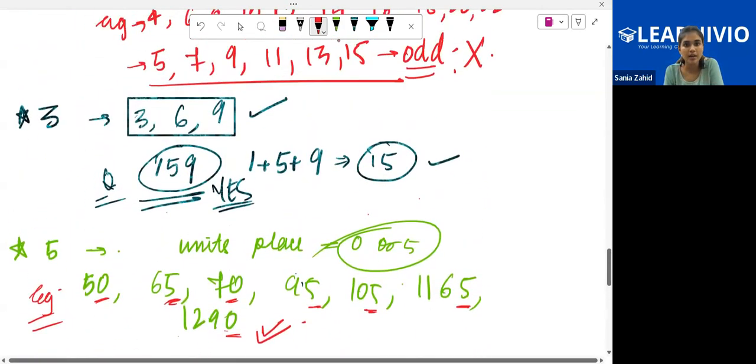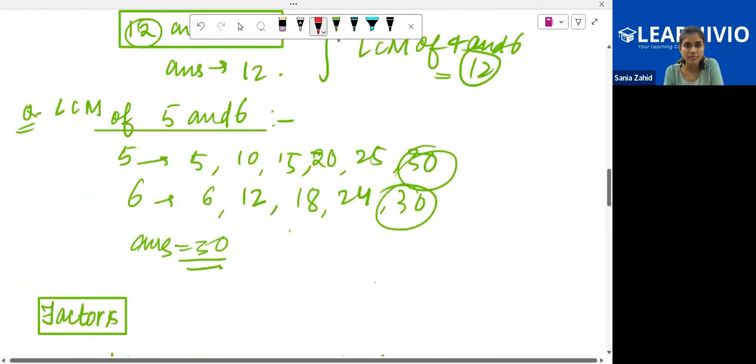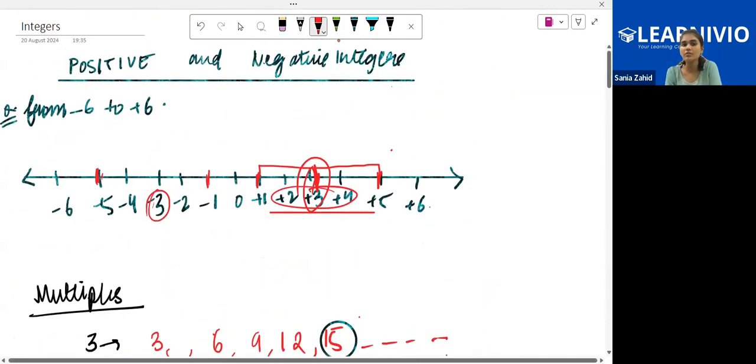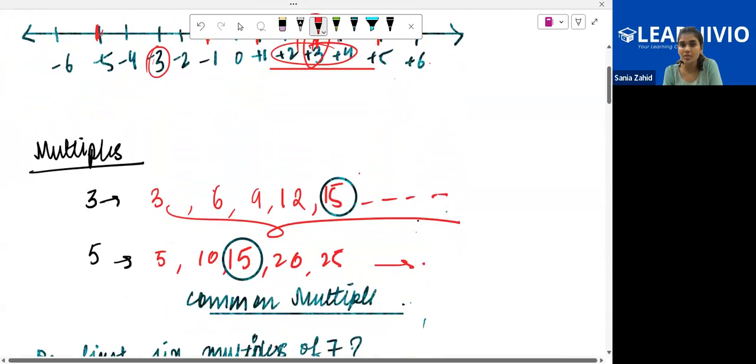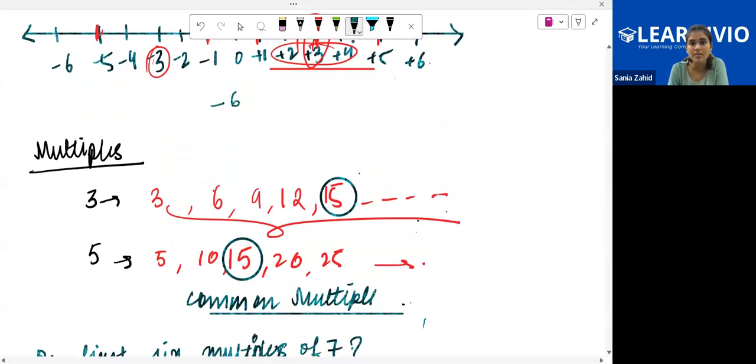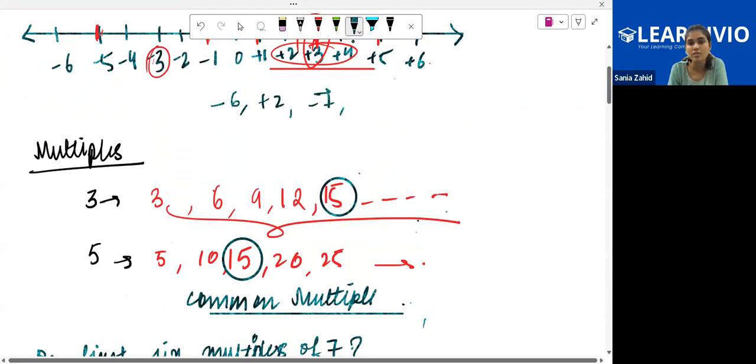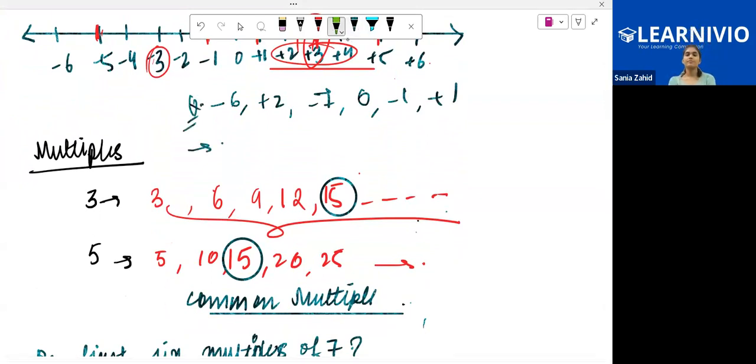Okay, Haya, so let's revise whatever we studied today. Today we started by studying positive and negative integers. I taught you how to draw them on the number line and also how to compare them. A question for you: please arrange these numbers in increasing order. -6, +2, -7, 0, -1, +1. Arrange them in increasing order, from smaller to bigger.